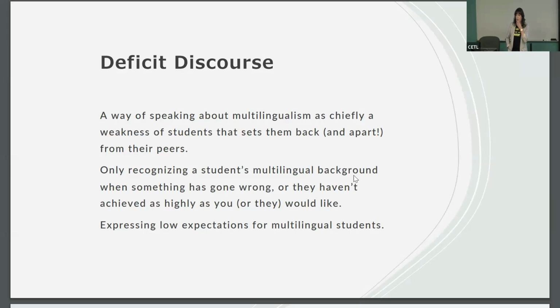But I want to talk about deficit discourse as something to avoid, and asset discourse as something that we want to do. Deficit discourse is a way of speaking about multilingualism as chiefly a weakness of students that sets them back and apart from their peers. It means only recognizing a student's multilingual background when something has gone wrong, or they haven't achieved as highly as you would like, and expressing low expectations for multilingual students.